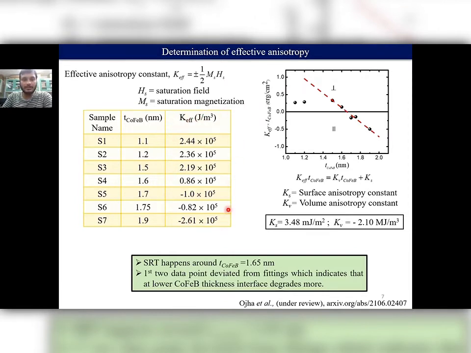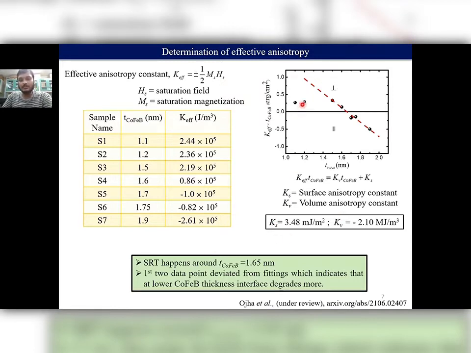This is the K effective for all the samples, and to know where the SRT, the spin reorientation transition, is happening, we have plotted K effective times t with t, and we have seen that around 1.6 nanometer the SRT is happening in our system, and we have fitted the experimental data with this linear equation to deduce the Ks, the surface anisotropy constant, and Kv, the volume anisotropy constant of our system.